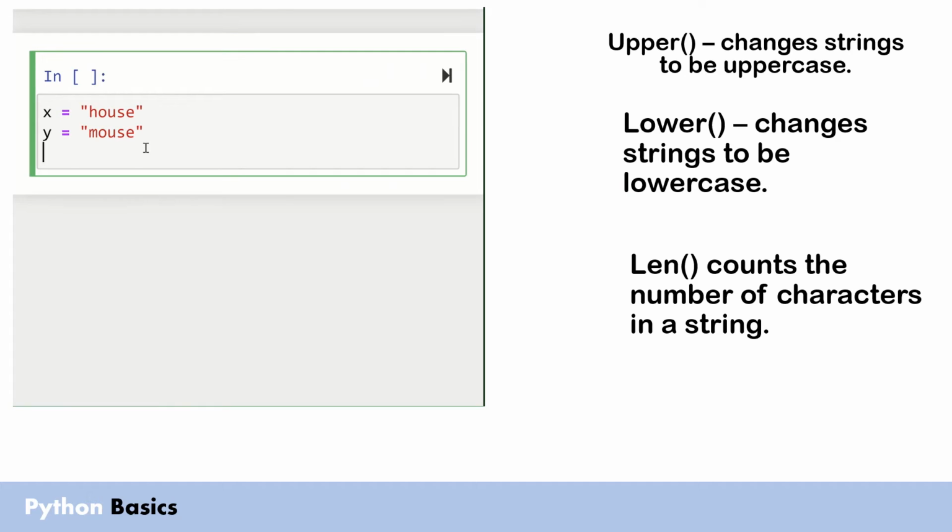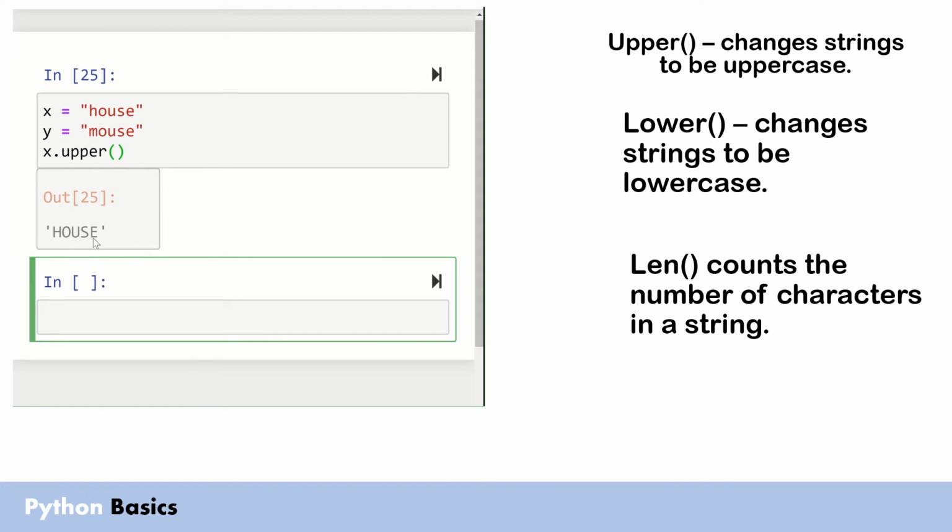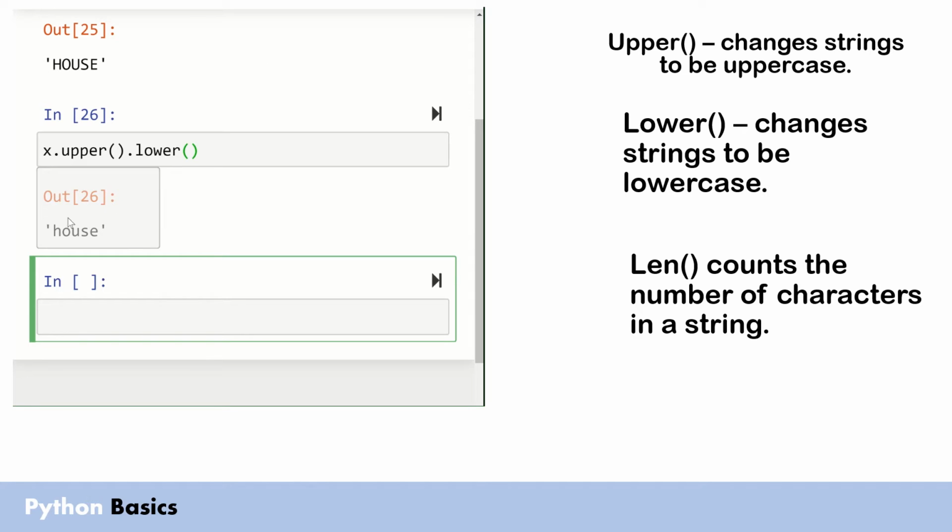So let's explore upper and lower in a little bit more detail. I'm going to turn this x into uppercase. So I'm going to take the name of the variable that stores the string, put a full stop, then put the command upper, and now I can run it. You see, I get the output house in uppercase. Now if I go x.upper and then do dot lower, I'm going to get lowercase.